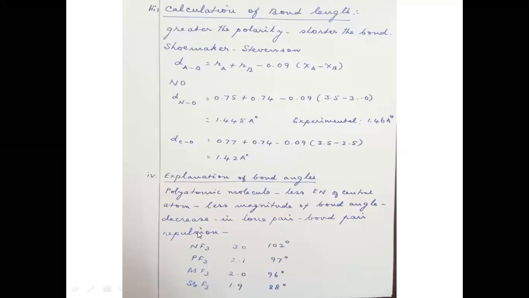So the electronegativity of the central atom attracts the shared pair of electrons towards itself. Because of the bond pair lone pair interaction, the bond angle is higher for the central atom with a higher magnitude of electronegativity.